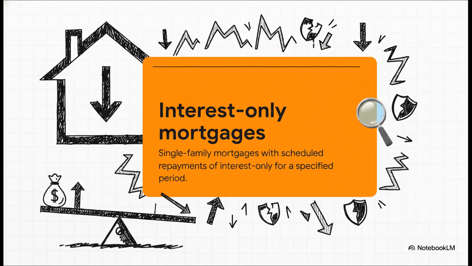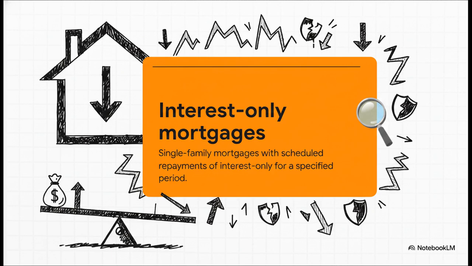Let's break those down. First up, an interest-only mortgage. It's exactly what it sounds like, a single-family residential loan where, for a specified period, the borrower's scheduled repayments literally only cover the interest. So the really crucial point here is that during that initial period, the borrower isn't paying down a single cent of the actual loan principal.